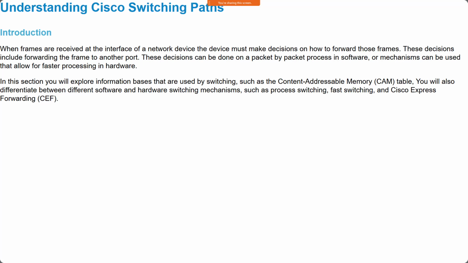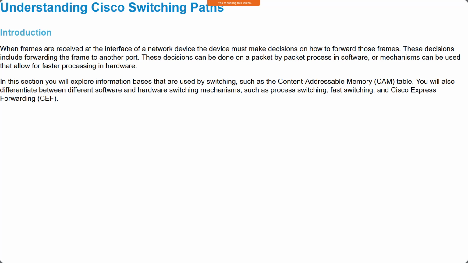All right, welcome back. In our next section, part of our CCNP Enterprise Core discussion here, we're going to talk about understanding Cisco switching paths. What does that mean? Well, that means how does a switch work, right? How does a switch make forwarding decisions?